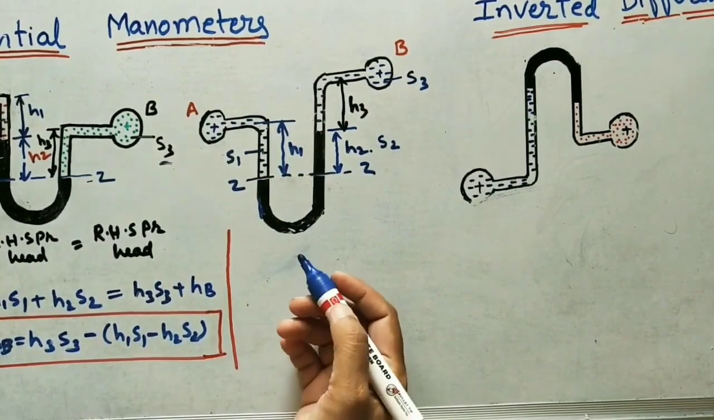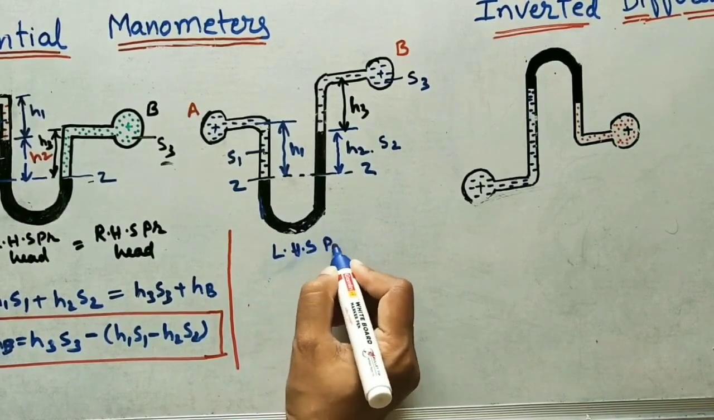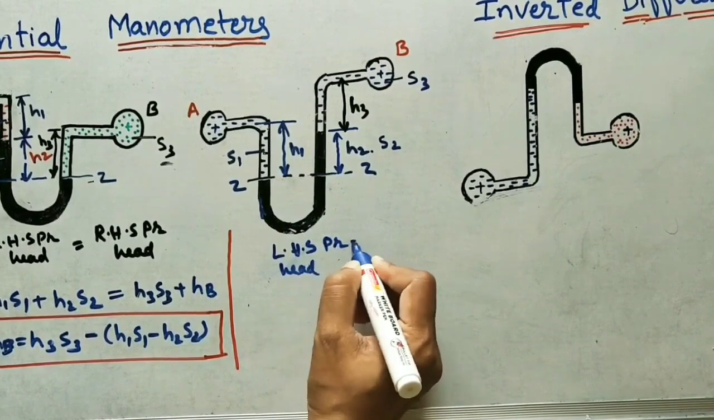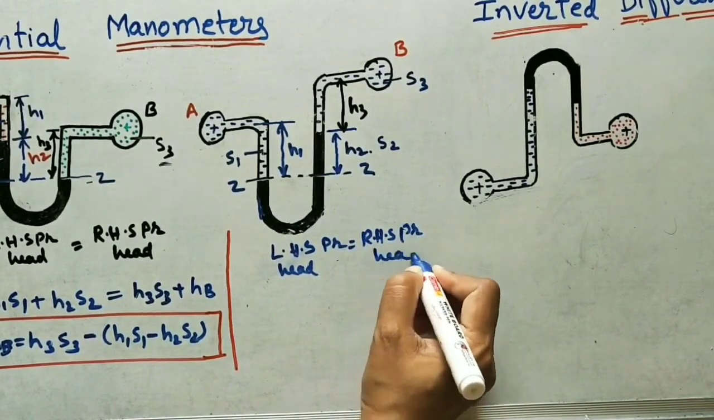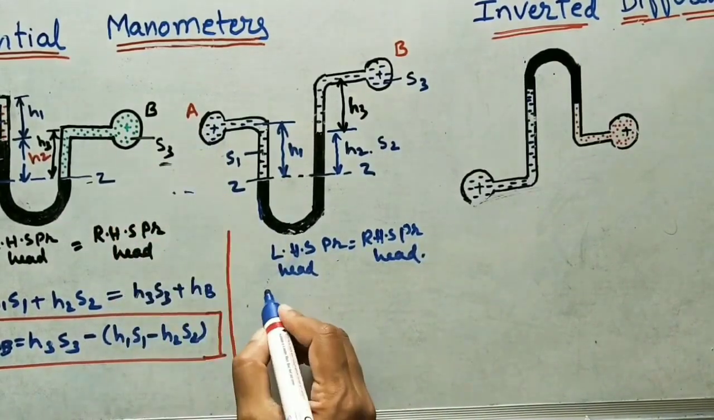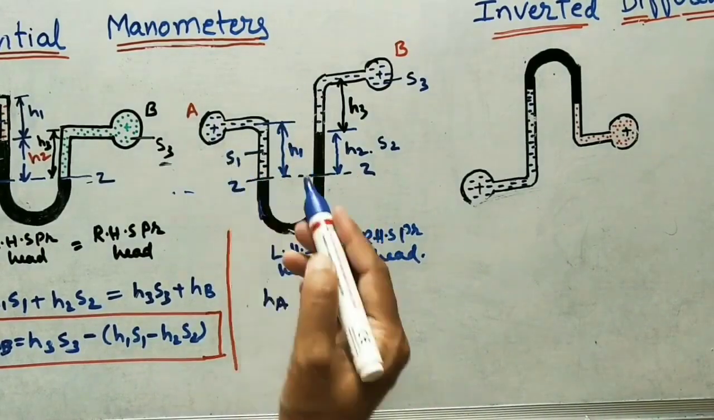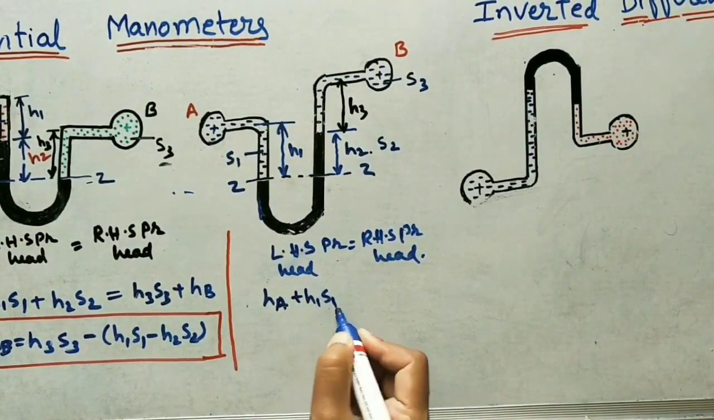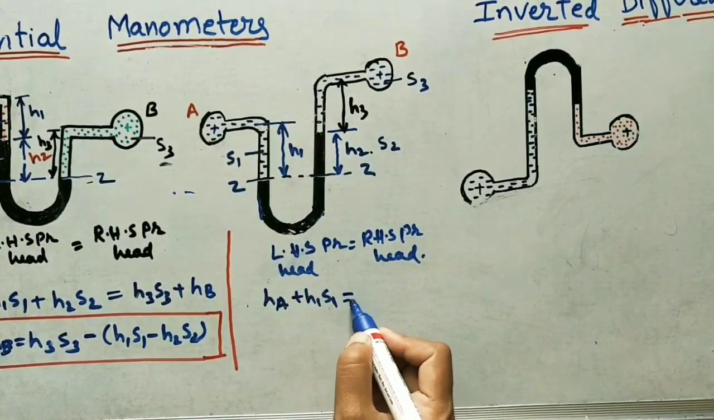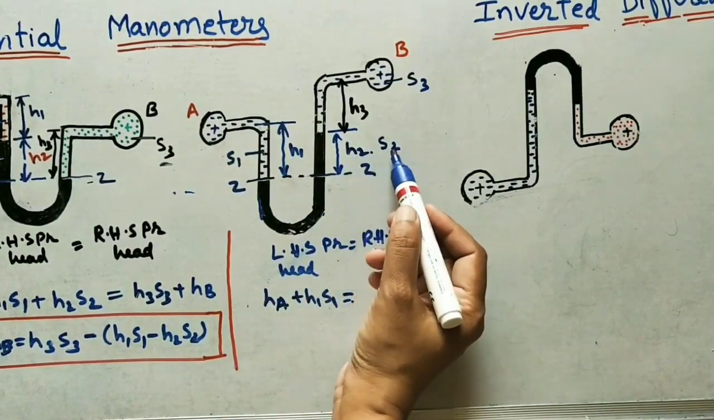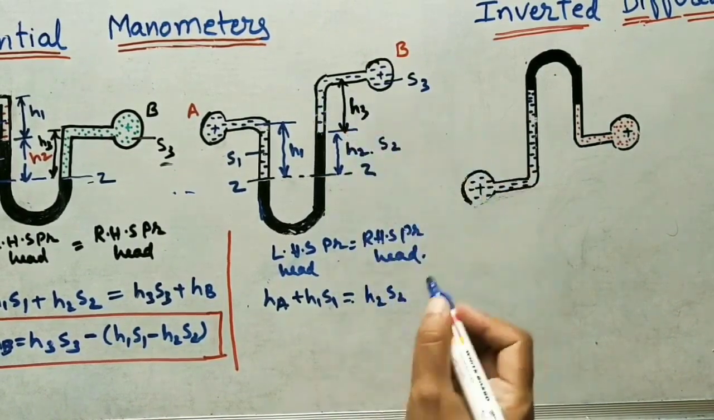Write the pressure head equation. Left hand side pressure head is equal to right hand side pressure head. Now what is the pressure head at point A? HA. This height is lower than this, plus H1 S1. There are no other heights below this datum line. We are not considering, it is symmetrical. Is equal to, what is the next one? Next height H2 S2, its pressure head, plus H3 S3.